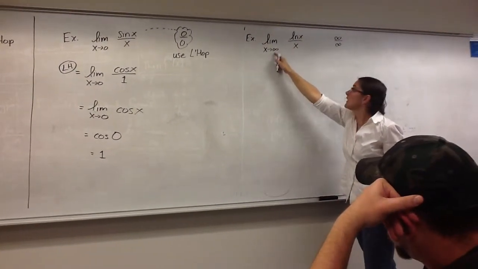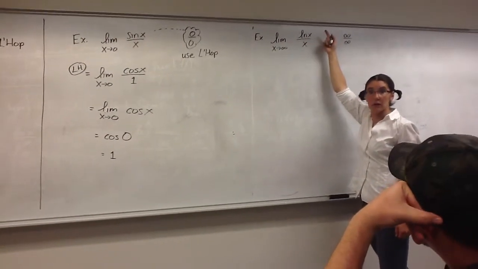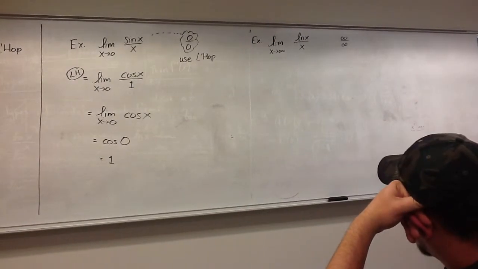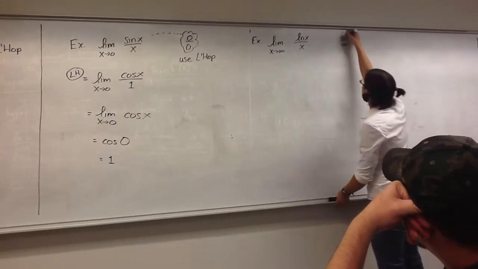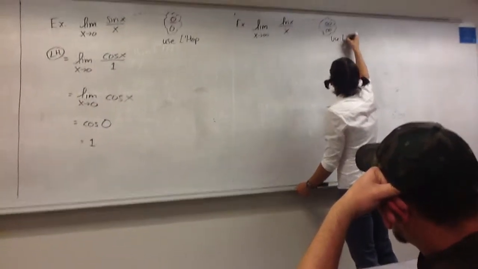And as x gets really large, natural log of large numbers are also large. Okay, so as x gets big, natural log of x also gets big. So we have type infinity over infinity. We have an indeterminate form. And so we can use L'Hopital.